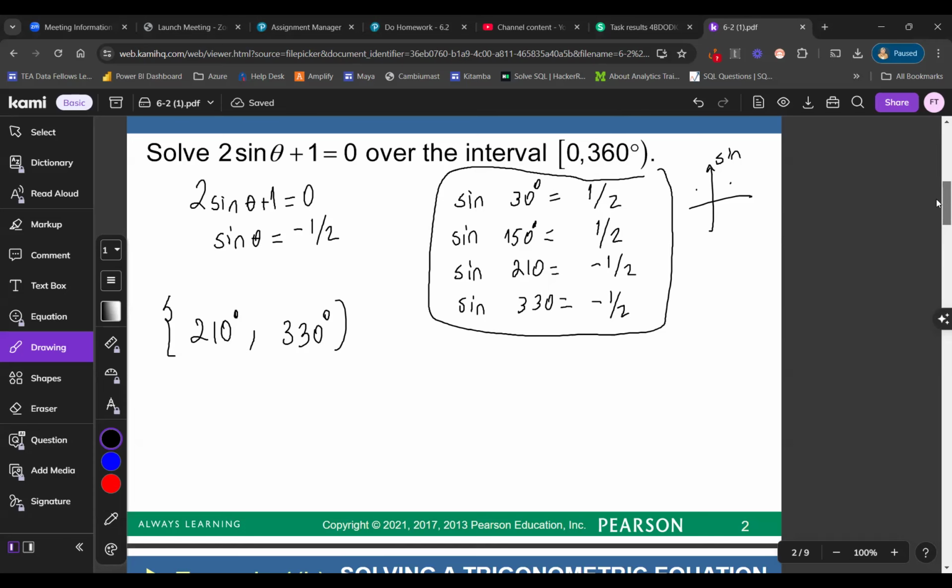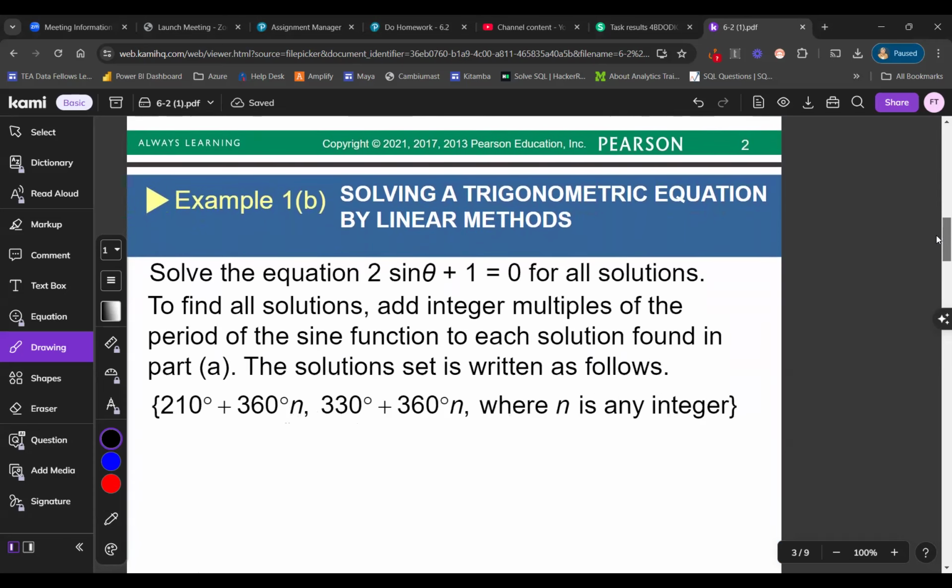Now we're going to change this problem just a little bit. The equation will stay the same, but they're going to remove the interval. So we still want you to solve this equation, but not on a specific interval. Just give us all solutions, meaning that because sine is a periodic function, every time you finish a cycle around the unit circle, you start over. So to find all solutions, we're going to add integer multiples of the period of the sine function. And remember, sine is periodic by 2 pi. Every 2 pi, sine repeats itself.